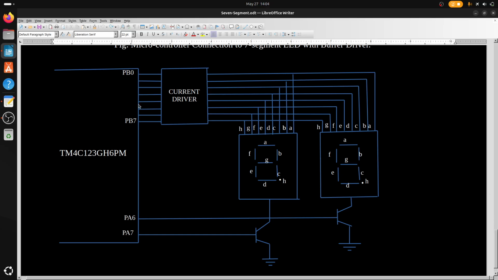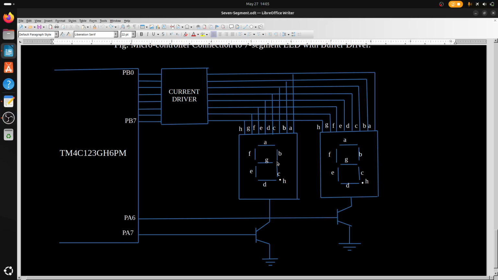Here we are choosing all the pins of port B. Here we are choosing only pin number 6 and 7 of port A. But in real life, there will be so many pins. You can use other pins also, but I'm choosing only pin number 6 and 7 here. And so we will write a very small simple code on how to display the digits on this 7 segment display.